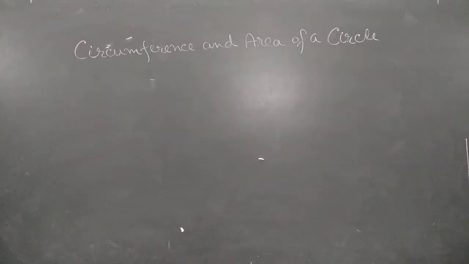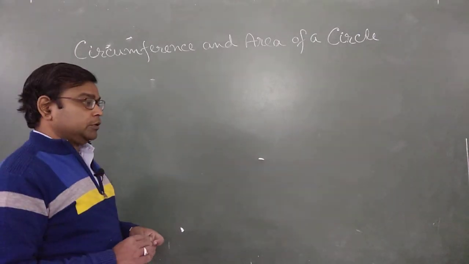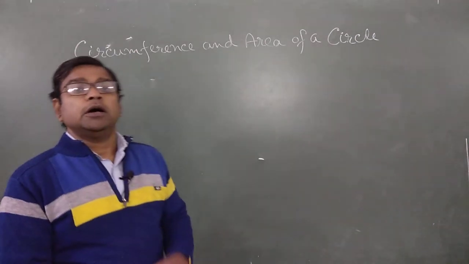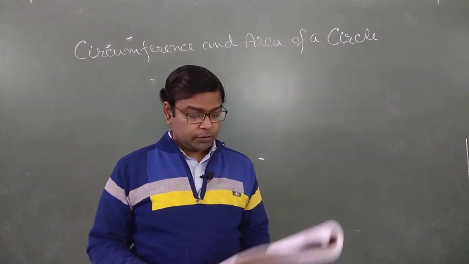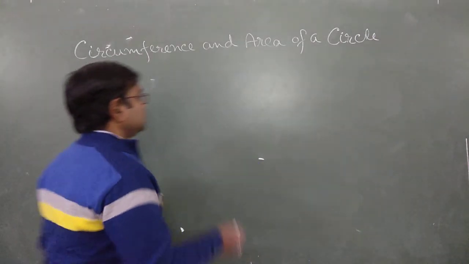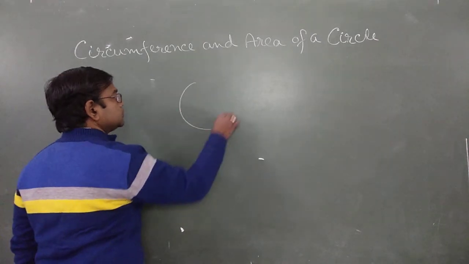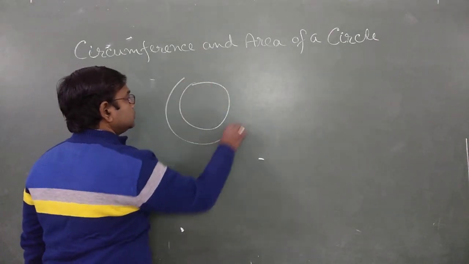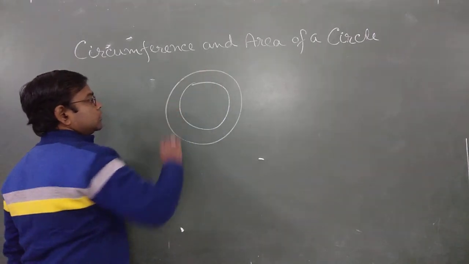Hello students, in this video we'll discuss some more problems based on this topic. Let's start. The question says that a circular road rounds a circular ground. Means what? There is a circular ground and a circular road rounds the ground.